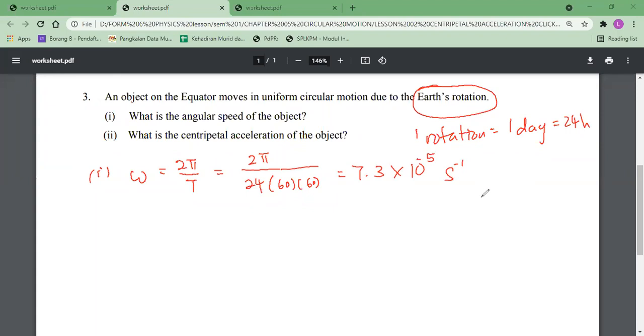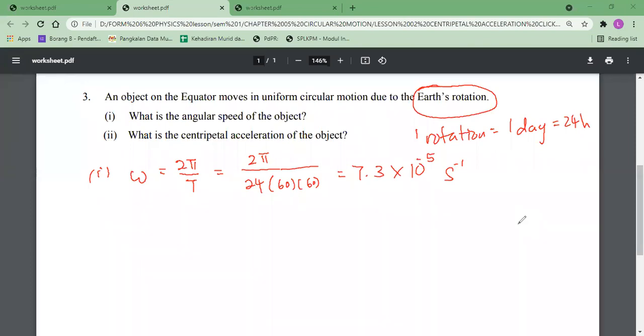I think just now, there is one question. For question number 1, I accidentally wrote radian per second. So cancel the radian for question number 1, angular speed. Just per second only.